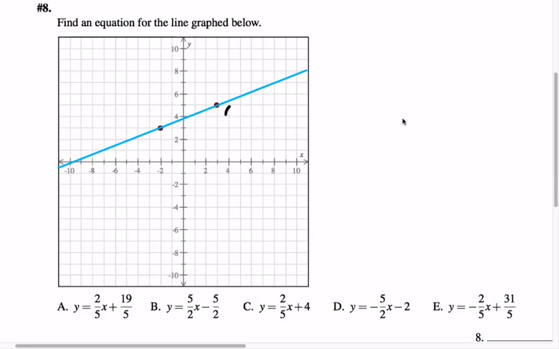3 and 5. Well, 3 and 5 are not both x's here, but they are both the coordinates of the point that we see on the right. So it's probably a good idea to start by labeling the points. Let's make sure that we know what the coordinates of these 2 points are. So 3, 5 is the point on the right. What's the point on the left? -2, 3. Okay. So there are the coordinates of these 2 points.